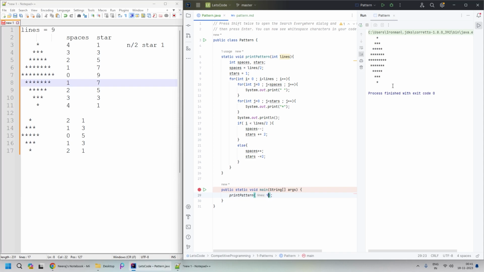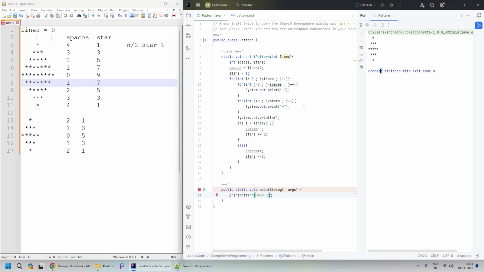Yes guys, as you can see, we are getting our diamond pattern. Let's try to print with a smaller number of lines. Let's take our second example. Let's put 5 and run it again. Yes guys, if you see, we are getting the perfect diamond pattern over here.